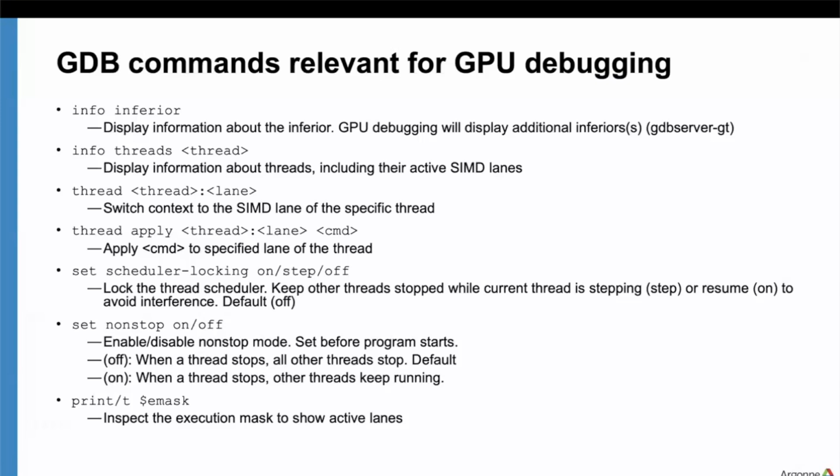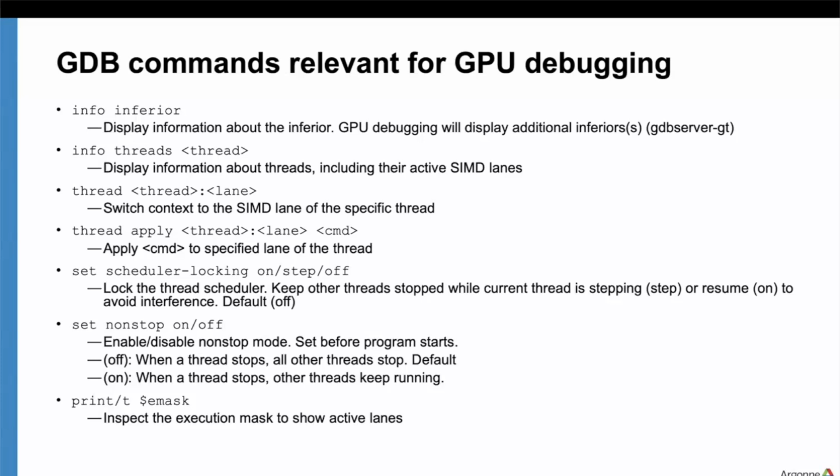These are GDB commands relevant for GDB GPU debugging. With info inferiors, you can display information about inferiors, and GPU debugging will display additional inferiors through the GDB server. With info threads, you can display information about threads and the active SIMD lanes and threads. With the thread command, you can switch context to a SIMD lane or thread, right? And with thread apply and a command line, you can apply a command to a specific lane of the thread.